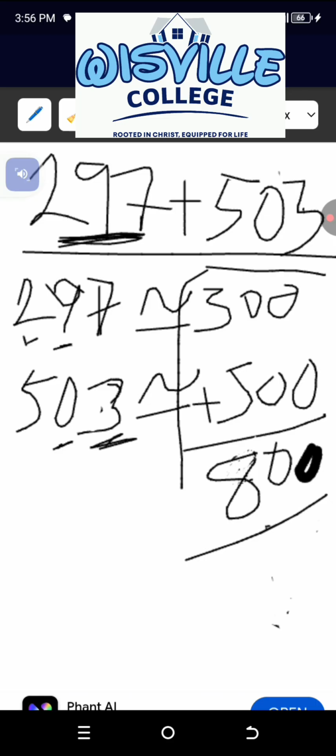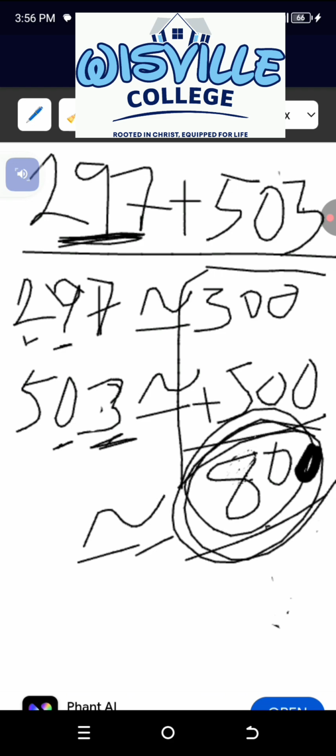So the answer becomes what? 800. So the estimated value becomes 800. You don't have to estimate this again. You don't have to round this again because you've already done that by doing this one. Okay? So that is just it.